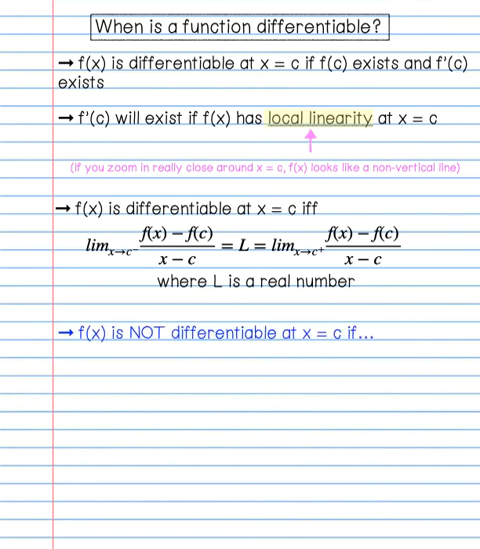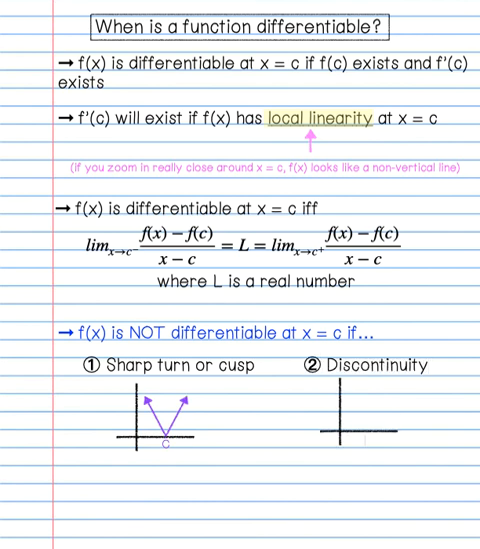So some things to really look at for when it's not differentiable. So these are more obvious visual clues of where a function is not differentiable. A function is essentially differentiable if it's continuous and smooth at a point. So it's not going to be differentiable at x equaling c if there's a sharp turn or a cusp. So you can think of like an absolute value function. It's not differentiable if there's a discontinuity, so a jump discontinuity or a hole or an asymptote.